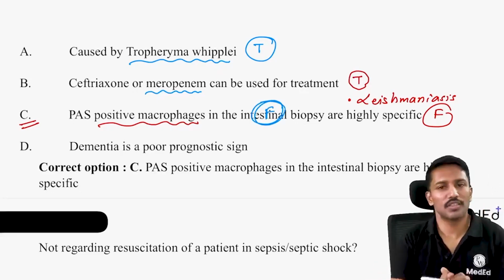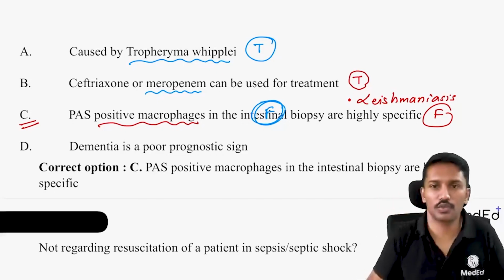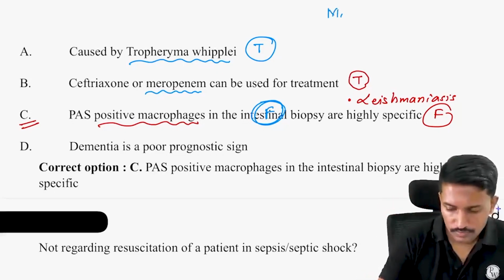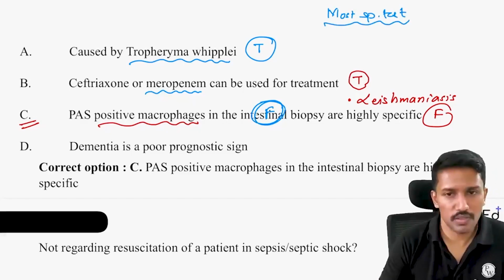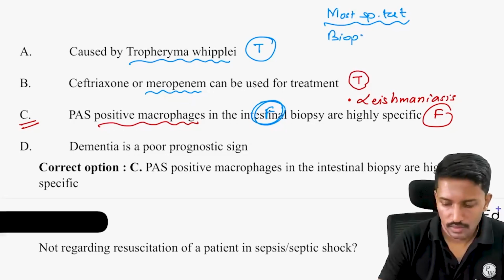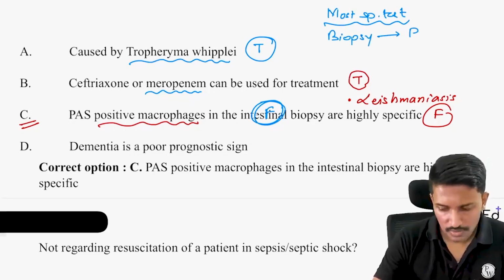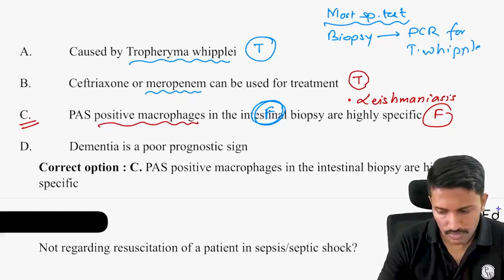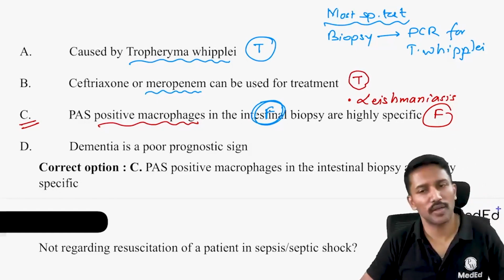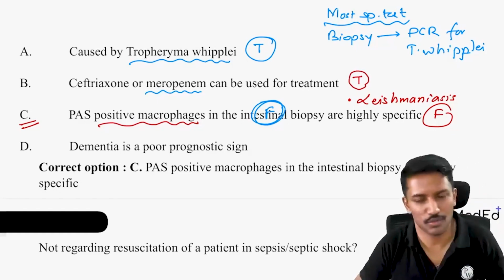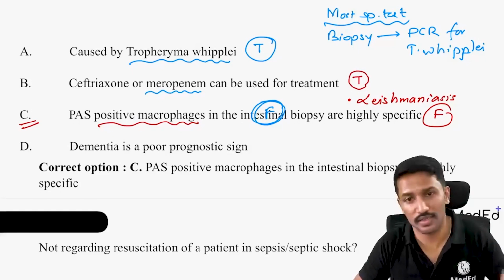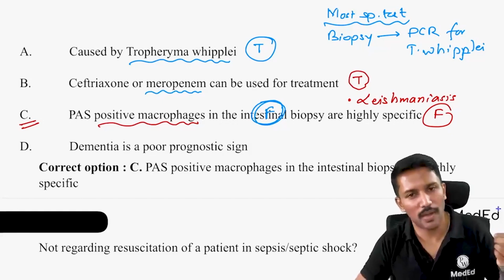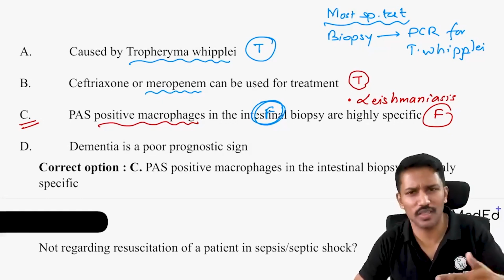Okay, then you might ask me, sir, what is the most specific test for diagnosis of Whipple's disease? The most specific test for diagnosis of Whipple's disease is the biopsy specimen subjected to PCR for Tropheryma whipplei. So if the PCR is positive for Tropheryma whipplei, then it is highly specific, because PCR says T. whipplei means it is T. whipplei, it can't be leishmania. But if the biopsy says PAS positive macrophages, it can be leishmaniasis and so many other conditions.